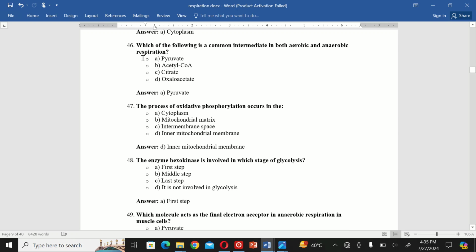Which of the following is a common intermediate in both aerobic and anaerobic respiration? A. Pyruvate, B. Acetyl coenzyme A, C. Citrate, D. Oxaloacetate. So the correct option is A, pyruvate.